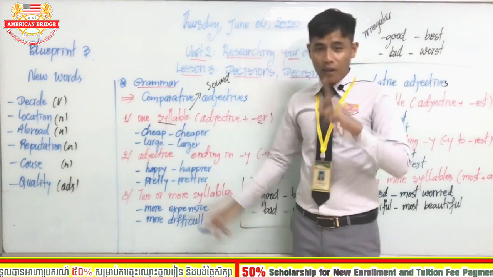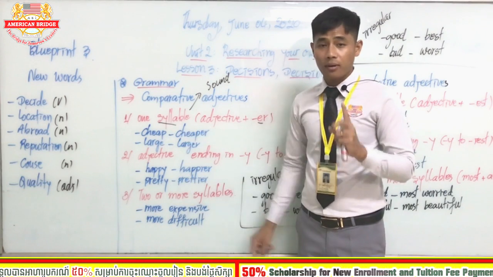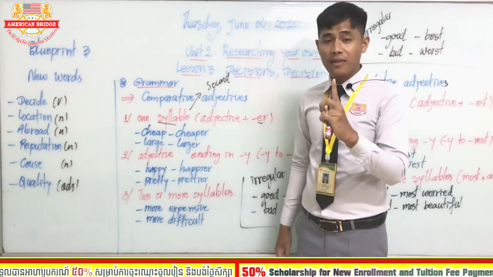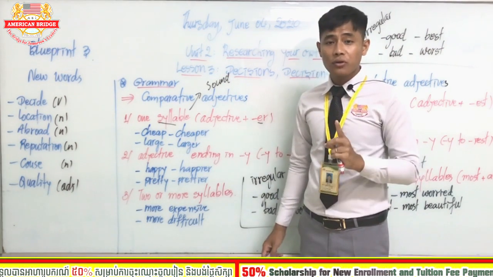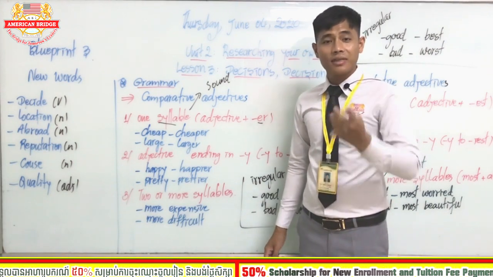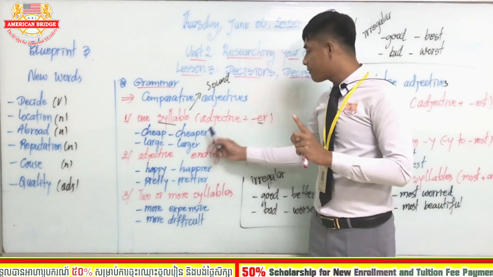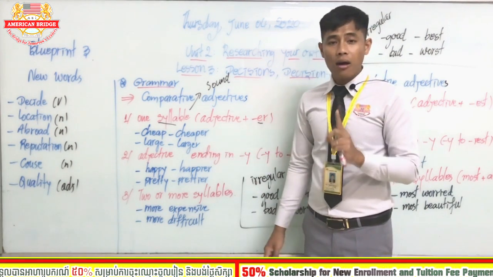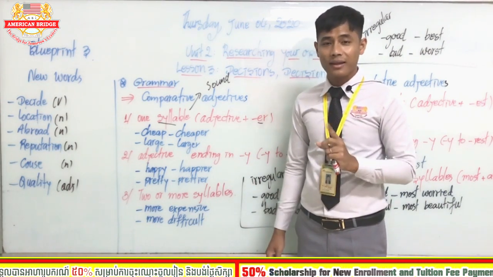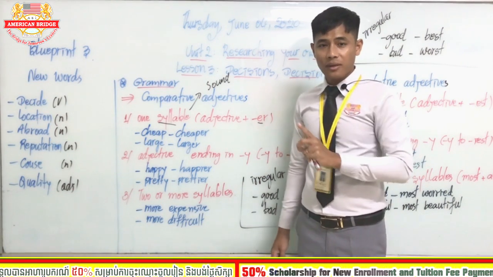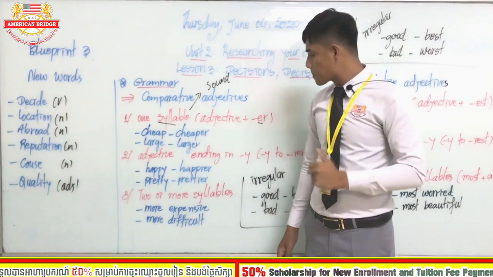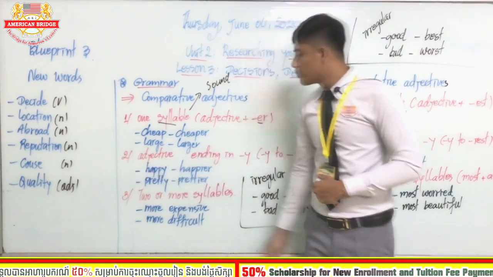Now you got this. Not only these two words, but there are many adjectives that have one syllable. We have to add er when we use them to compare. Every adjective that has one syllable, we add er to that adjective to compare a person with a person, or a thing with a thing. You got it? Good.